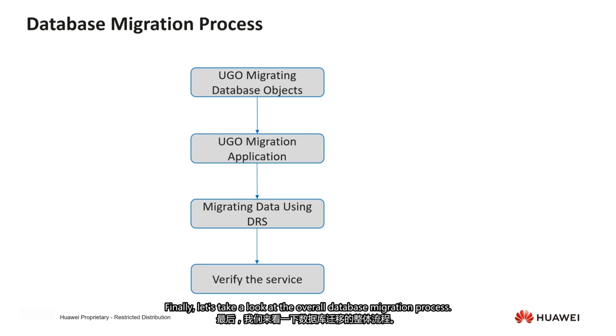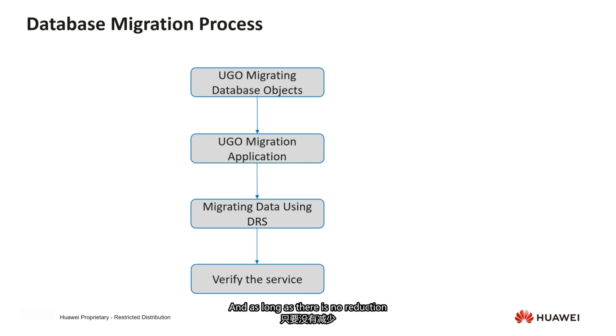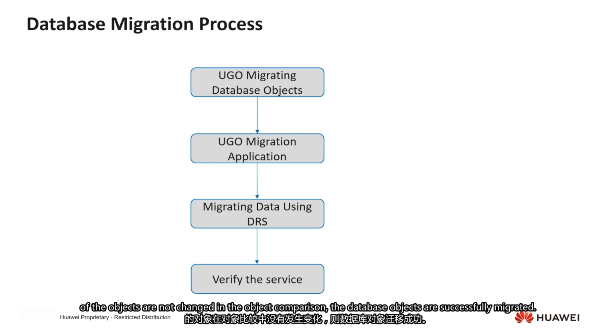Finally, let's take a look at the overall database migration process. Step 1. Use UGO to migrate the database objects. The ultimate objective is the success rate of object migration reaching 100%. And as long as there is no reduction in the number of objects and the key attributes of the objects are not changed in the object comparison, the database objects are successfully migrated.